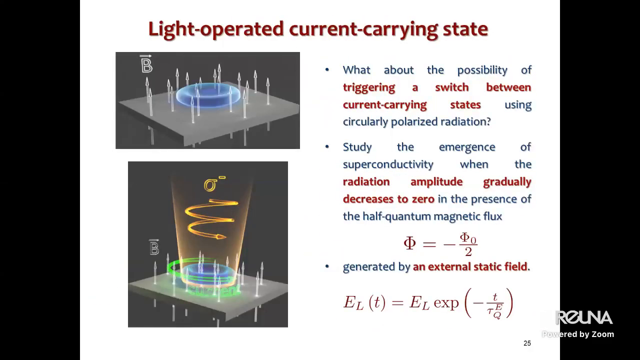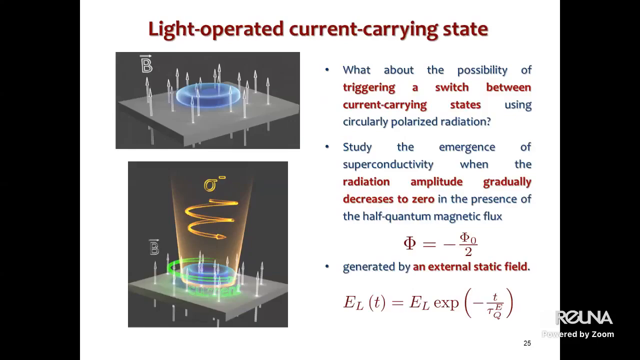Now that was the theoretical, perturbative solution, but now let's see results applicable for light-operated current-carrying states. What we need is to explore the possibility of triggering a switch between different current-carrying states using circularly polarized light or radiation. We analyze the emergence of superconductivity when the radiation amplitude gradually decreases to zero in the presence of the half-quantum magnetic flux. So the setup is a bit different from the setup I used to solve the problem analytically.